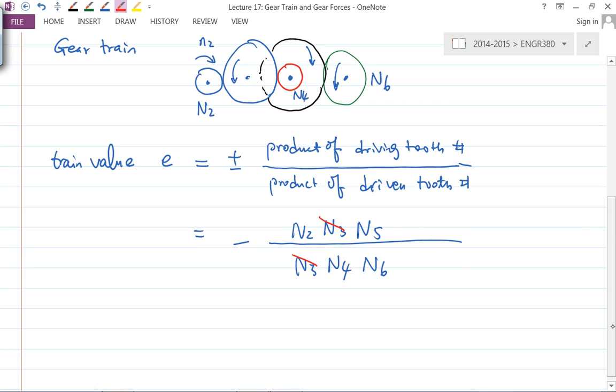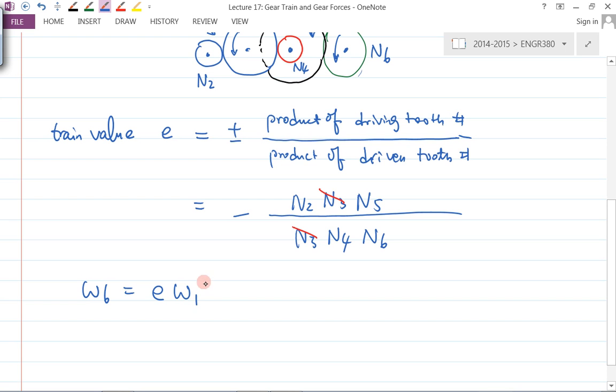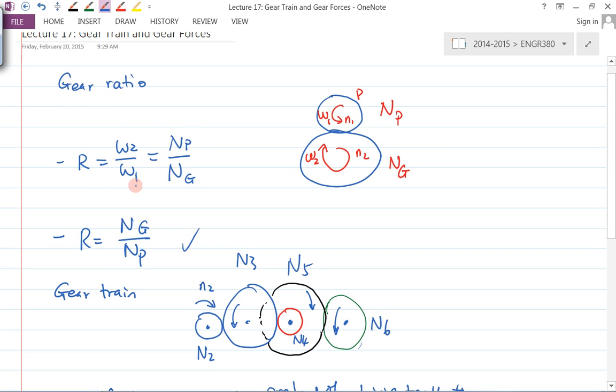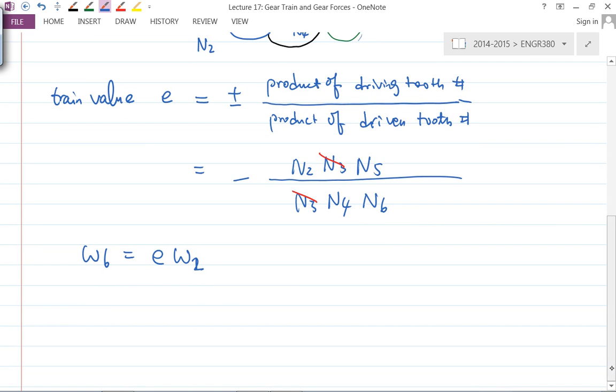So what does the train value do then? Your output, omega 6, is simply equal to the train value times the input omega, which I call omega 2 here. That's how you use the train value. As you can see, which format of the gear ratio is the train value closest to? It is actually this one here. The train value is this idea here.